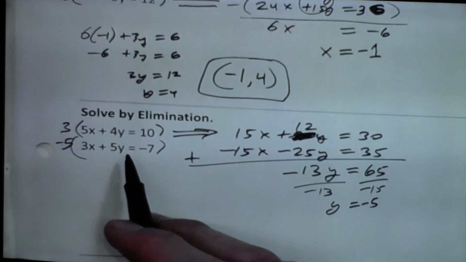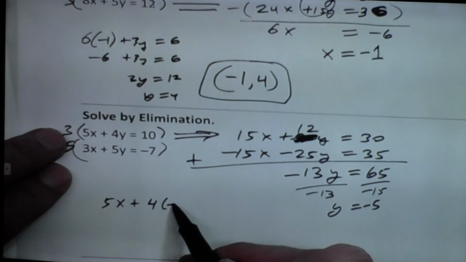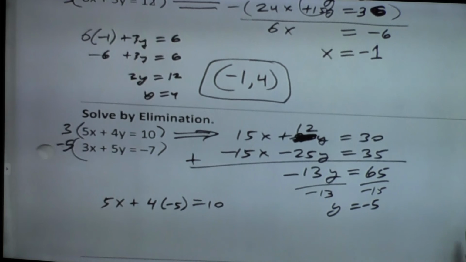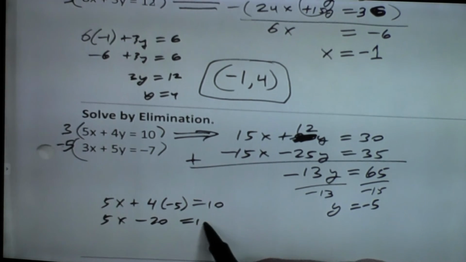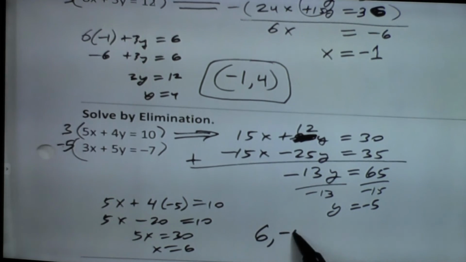And now we'll plug that back in over here. 5x plus 4 times negative 5 is equal to 10. And that gives me 5x minus 20 is equal to 10. When I add 20 to both sides, I get 5x is equal to 30, so x is 6. So I get an x of 6 and a y of negative 5.